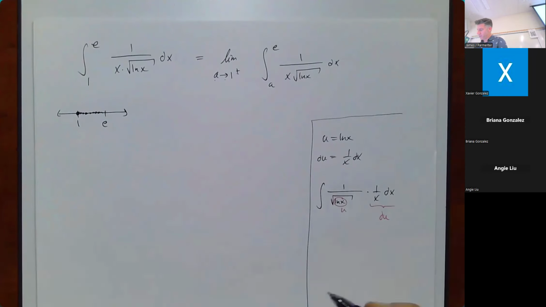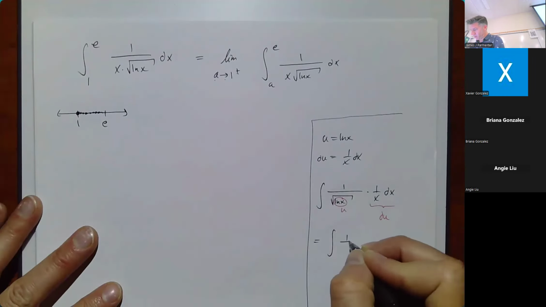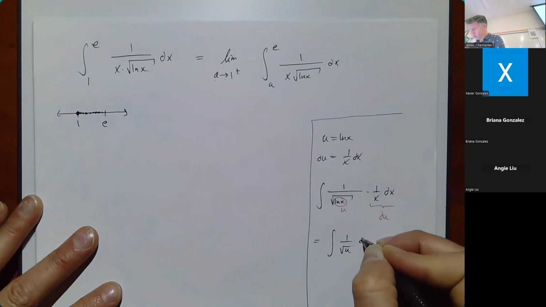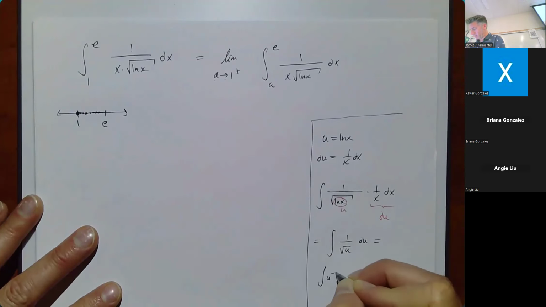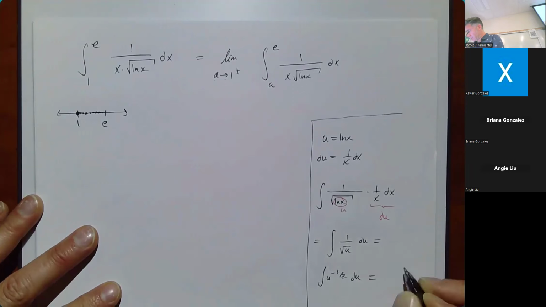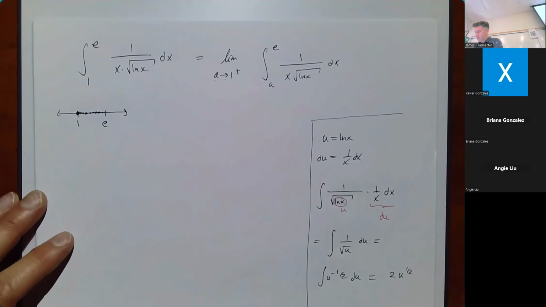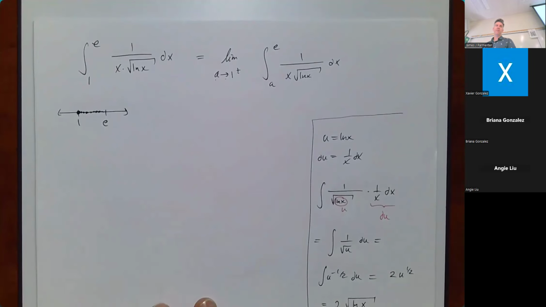So I have the integral of 1 over the square root of u du, which is the integral of u to the negative 1/2, which is u to the positive 1/2 divided by 1/2, which is multiplied by 2. So then we get 2 times the square root of the natural log of x. So that's what our antiderivative is here.